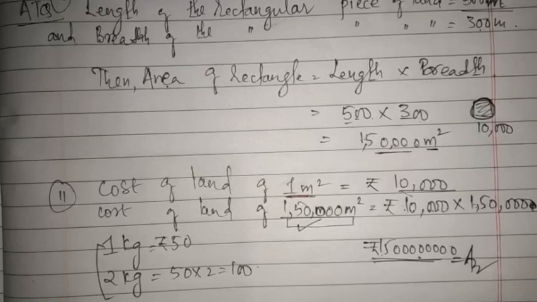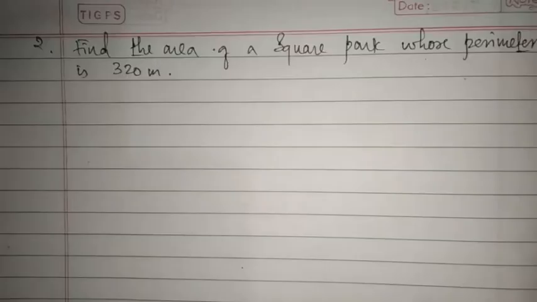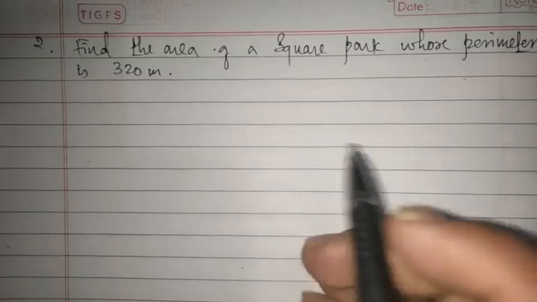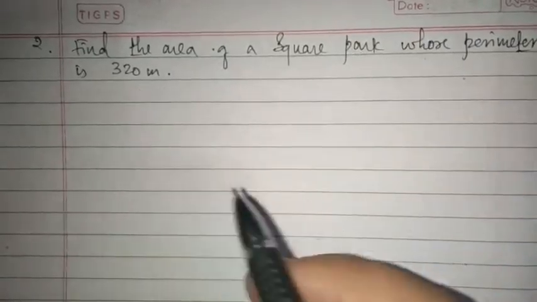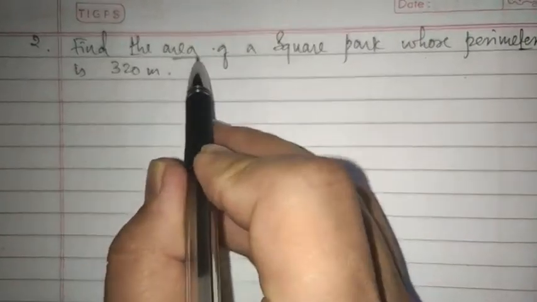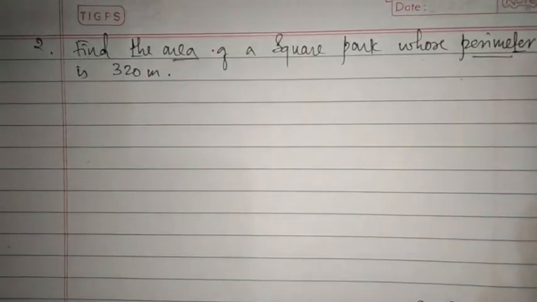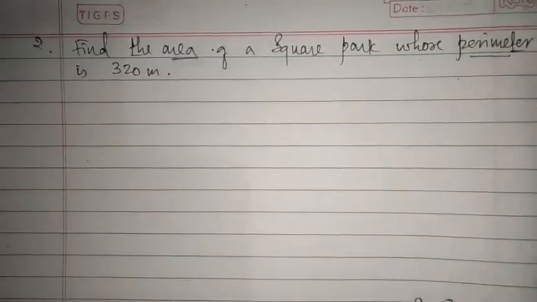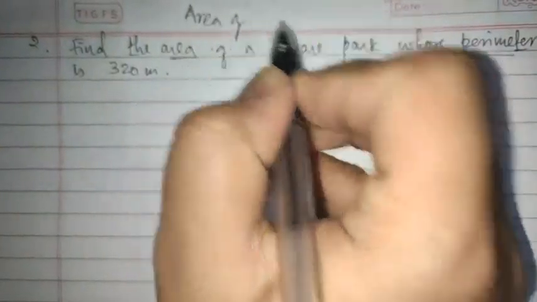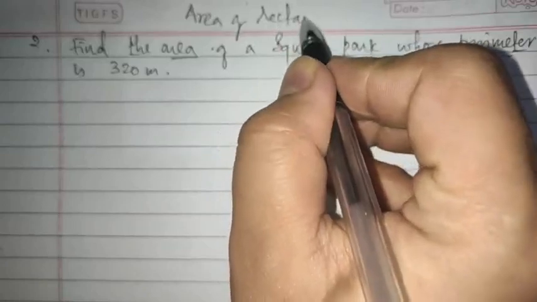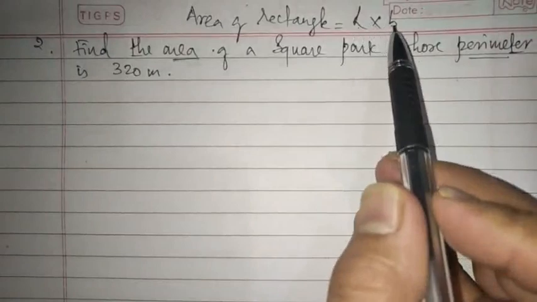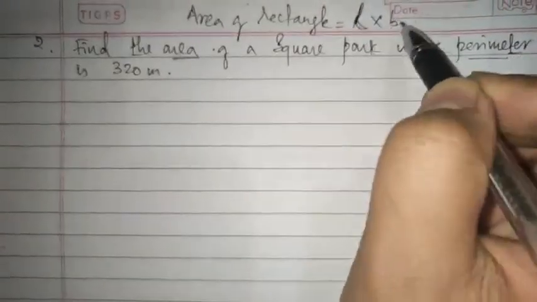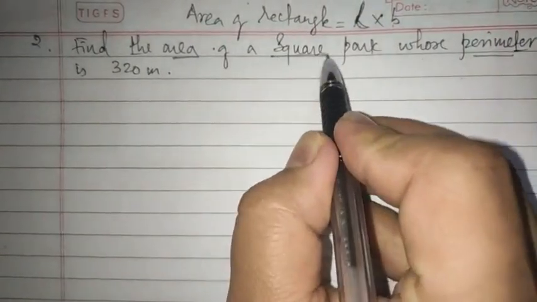So let us proceed to question number 2. Alright children, proceeding to the next question, we have: find the area of the square park whose perimeter is 320 meter. So area you have to find, and what is given? Perimeter is given. Okay, so in our previous class, in our previous sum, what did we find? We found the area of a rectangle. What was the formula? L into B. L means length, B means breadth. So this is your L, this is your B. Now here you have to find the area of a square.